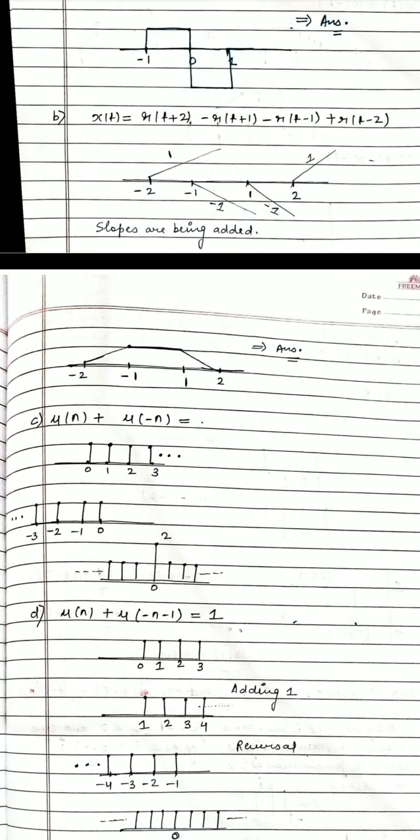At 1, the minus 1 slope is added, so the slope will become minus 1. So here it is minus 1. Then at 2, plus 1 slope is added. If plus 1 slope is added, the slope from 2 onwards will become 0. That's how we have to plot a graph.